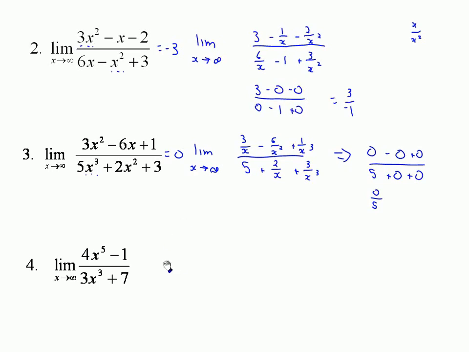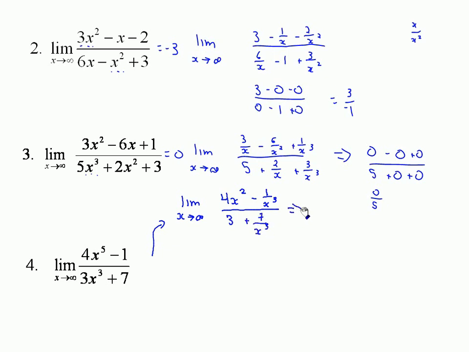For this one, I'll look at it two ways. First off, I'll do it the conventional way that I've been doing. I will divide by the highest power in the denominator, which is x cubed. And that means we get 4x squared on top, and then minus 1 over x cubed. The denominator, 3x cubed divided by x cubed, is 3 plus 7 over x cubed.